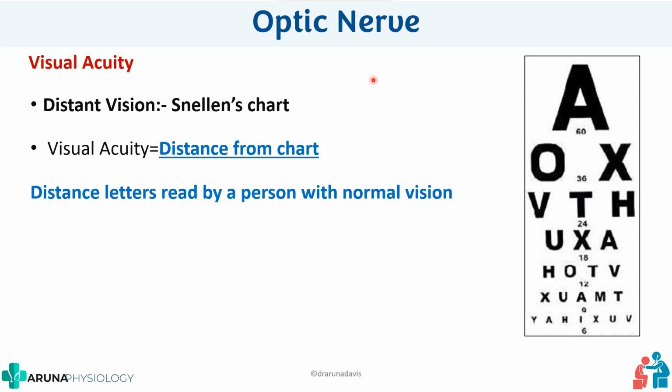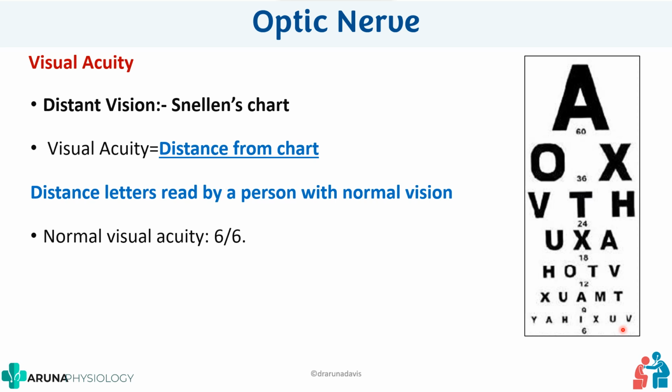Now you can guess the distance at which we asked the person to sit. It was 6 meters, right? So it is 6 by the distance a normal person can read. Suppose the subject was able to read till this HOTV. That means his visual acuity is 6 by 12, because this HOTV can be read by a person with normal vision at around 12 meters. A normal person can read the last line at 6 meters, so that is why we say that normal visual acuity is 6 by 6.